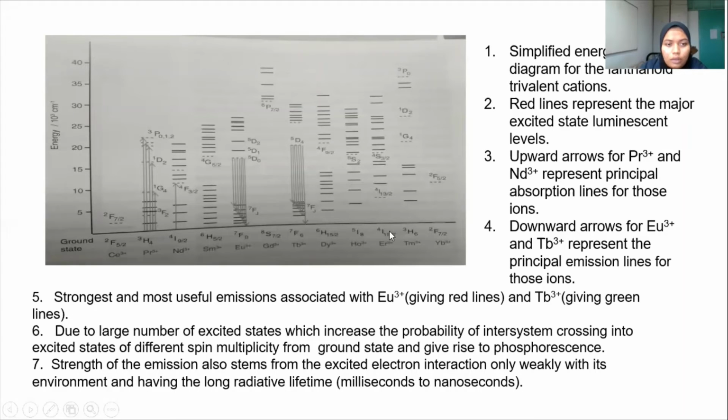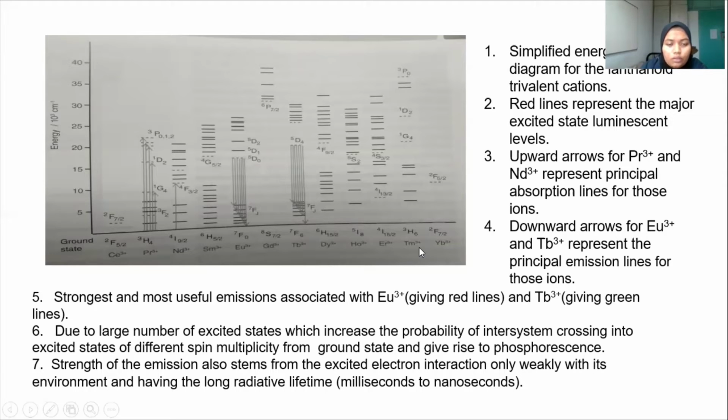This is the diagram for the lanthanoid trivalent cations. The red lines represent the major excited state luminescent levels. After this, I will show you which parts are represented by the red lines. The upward arrows for Pr3+ and the upward arrow for Nd3+ represent the principal absorption lines, while the downward arrows of Eu3+ and Tb3+ represent the principal emission lines for those ions.